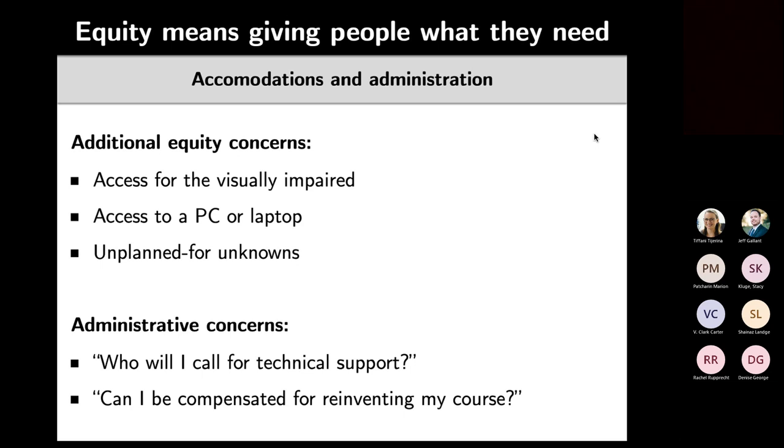Some administrative concerns you may hear if you're proposing open source materials include who will I call for technical support? You may hear that people want a corporate representative that they can contact with issues. It's good to have an answer to that question. And another concern is converting to open source materials is a lot of work. Happily, there are a lot of funding opportunities to get compensation for reinventing courses, at least at GSU and certainly in USG.